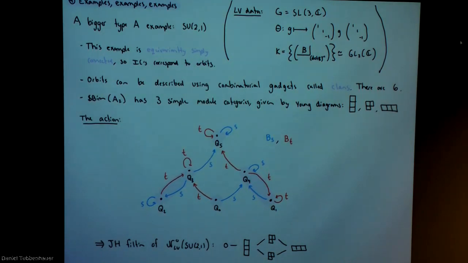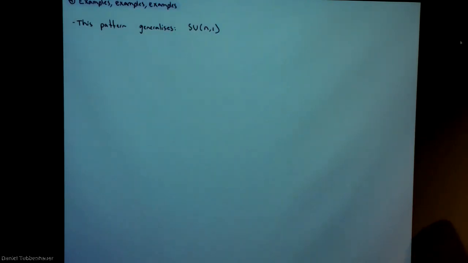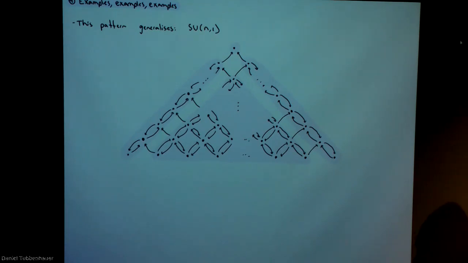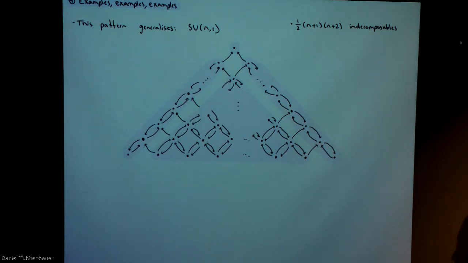So this pattern generalizes nicely to SU(n,1). So what goes on here is our triangle kind of grows. And so if we look at the cell structure for these bigger SU(n,1), they look something like this. And now my picture's not as precise. We have more different colors of arrows acting, but we end up with 4 cells still. And we can see sort of by the clan data, which tells us about how to count the number of orbits, that there are this many indecomposables.